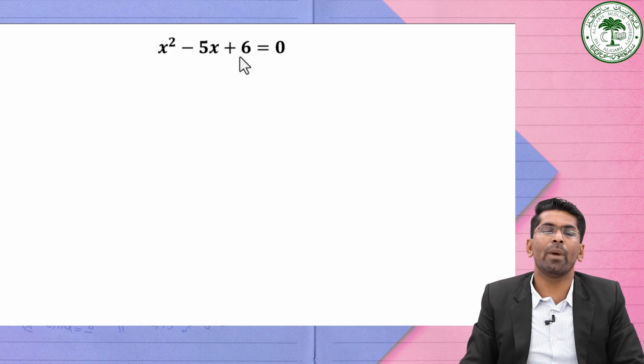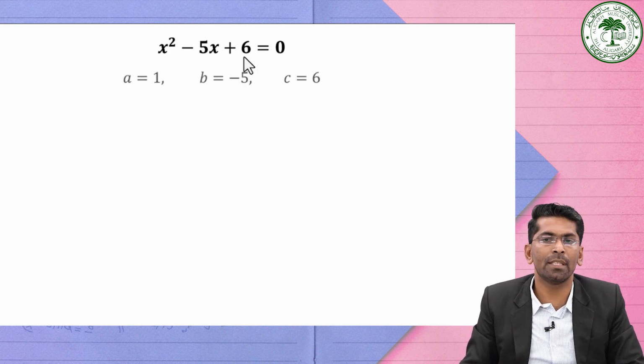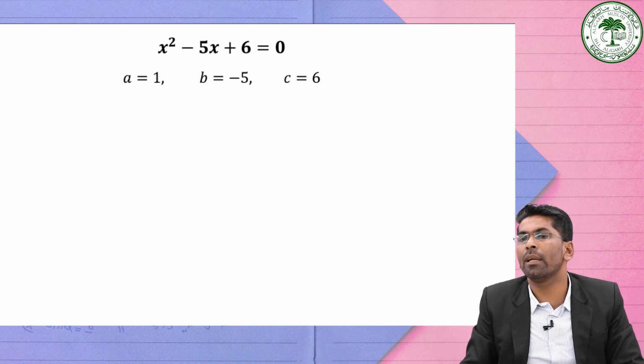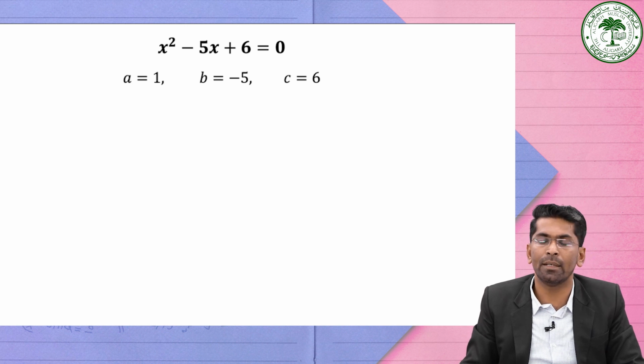See, x square minus 5x plus 6 is equal to 0. This is a quadratic equation. Here the coefficient of x square, a, is equal to 1, the coefficient b is equal to minus 5 and c is equal to 6. So in order to solve this quadratic equation using the factoring method, we need to find two numbers whose product is 6 and whose sum is minus 5. See, a into c is 1 into 6, which is equal to 6. So we need two numbers whose product is 6 and at the same time whose sum is the coefficient of b, which is minus 5.